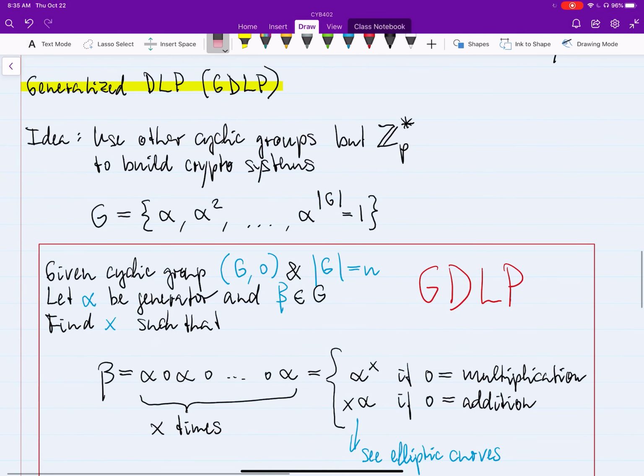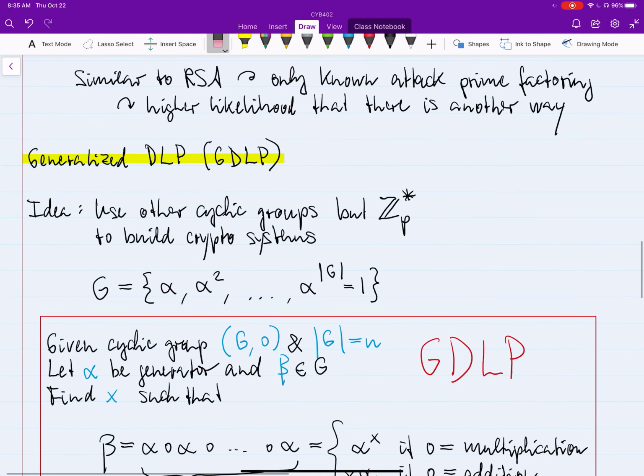Okay, so that said, we looked at the discrete logarithm problem, and it turns out that we can expand and generalize that idea and arrive, by way of doing that, at different, more sophisticated crypto systems.